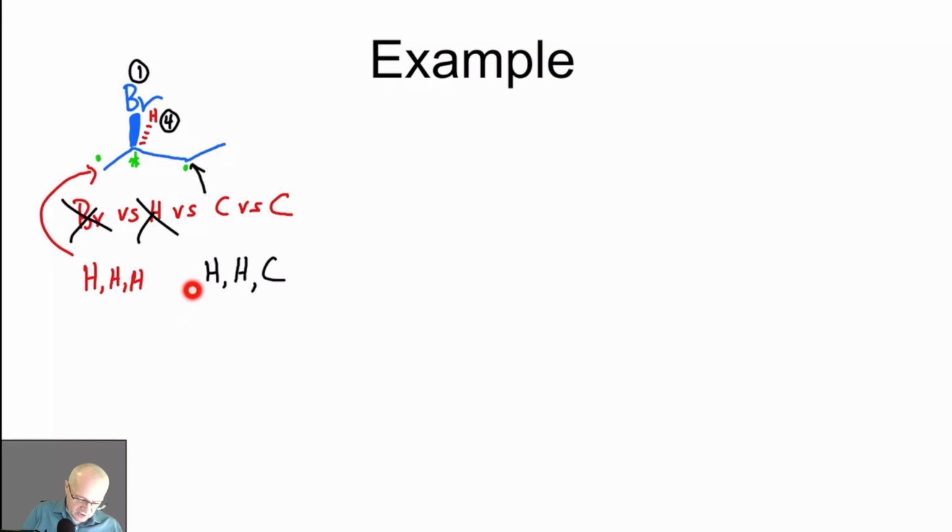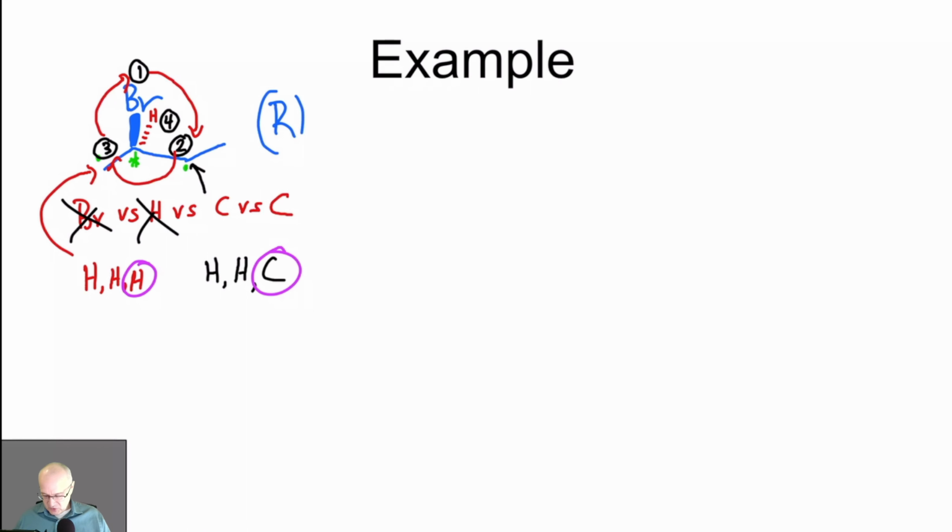So this hydrogen and that hydrogen, no help. This hydrogen and this hydrogen, no help. However, hydrogen versus carbon, there's a difference. Now we know that this is priority group 2, and this is 3. So draw your arrows from group 1 to 2, 2 to 3, and then back to 1. This is the R configuration. That's the R configuration of that molecule. Okay, that's how you do that one. Let's do another example.